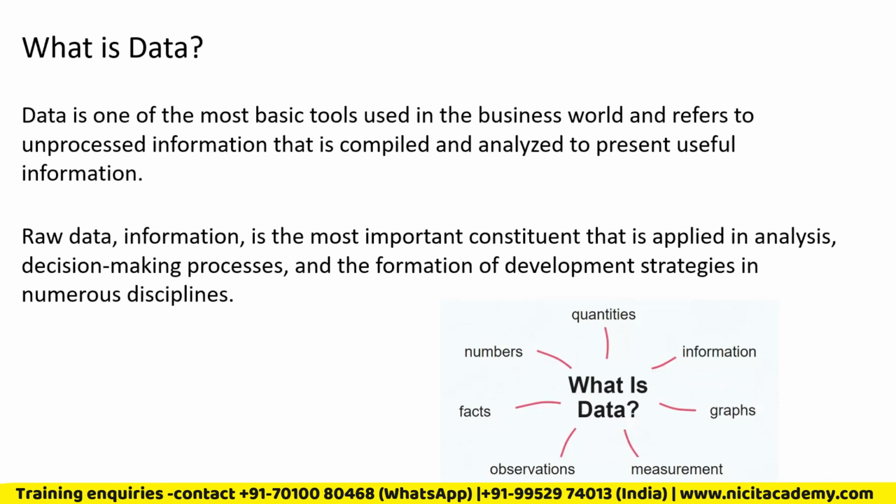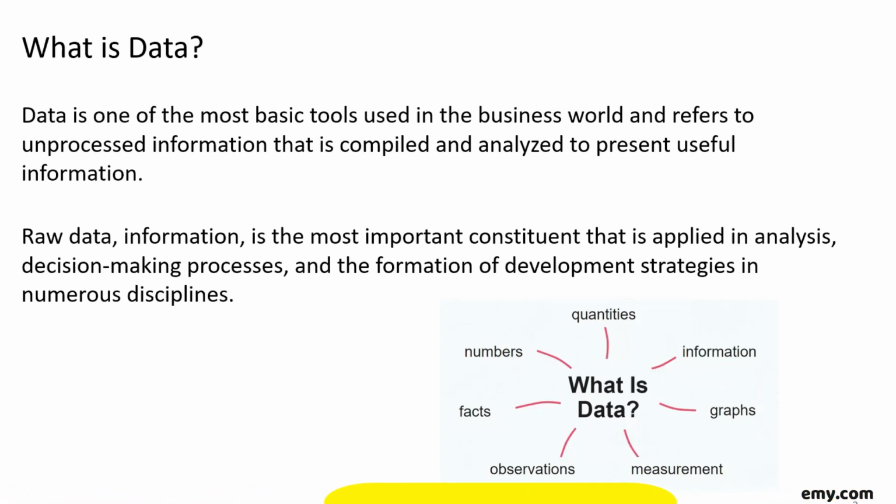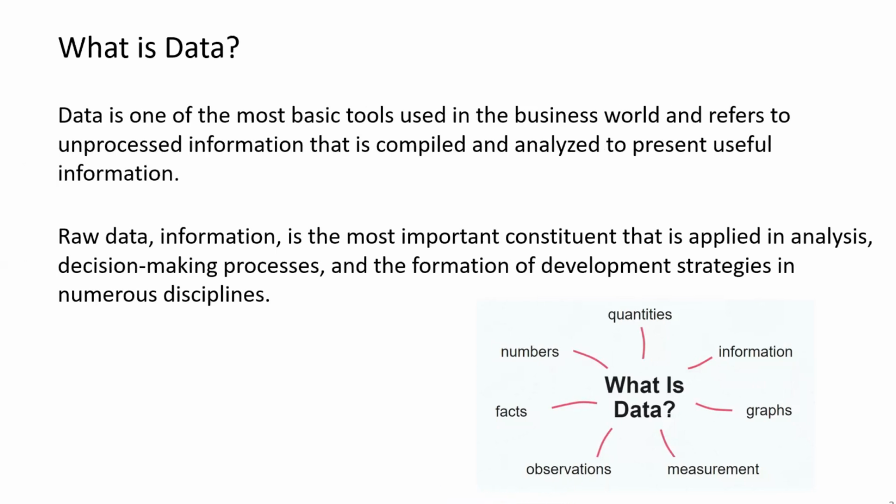So in the introduction, everyone is familiar with data. Data is measurable quantities, anything like observations and facts are called data. And raw data information is the most important constituent that is applied in analysis and decision making processes, formation and development of strategies, and numerous disciplines where we can use the data.